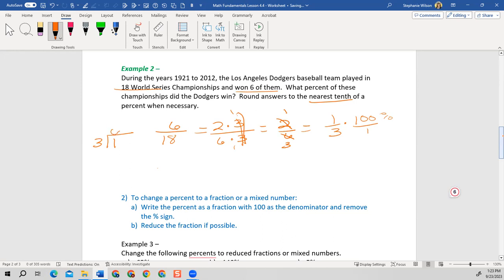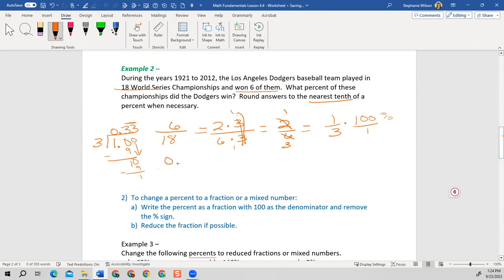3 goes into 1 0 times. Let's add a decimal, 3 goes into 10 3 times. 3 times 3 is 9. 10 minus 9 is 1. Bring down the 0. 3 goes into 10 3 times. So we have a repeating. That 3 is repeating. So I'm going to put a bar above it, right? Because we're just going to continue.